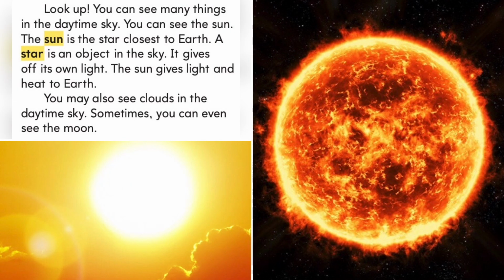Read the text with me, Congo Nation. Moja and Billy Tattoo. Look up. You can see many things in the daytime sky. You can see the sun. The sun is the star closest to Earth. A star is an object in the sky. It gives off its own light. The sun gives light and heat to Earth. You may also see clouds in the daytime sky. Sometimes you can even see the moon.